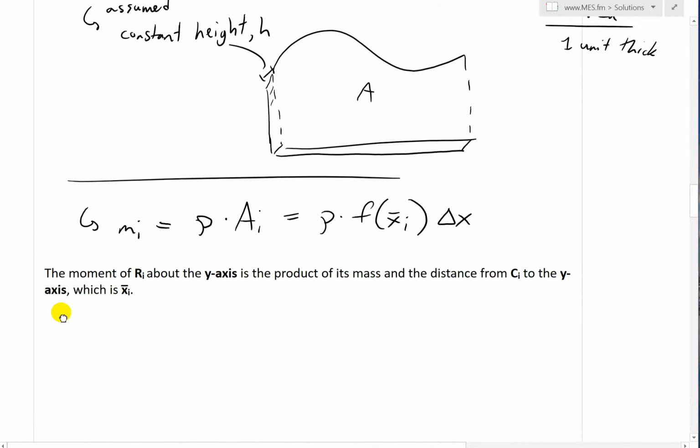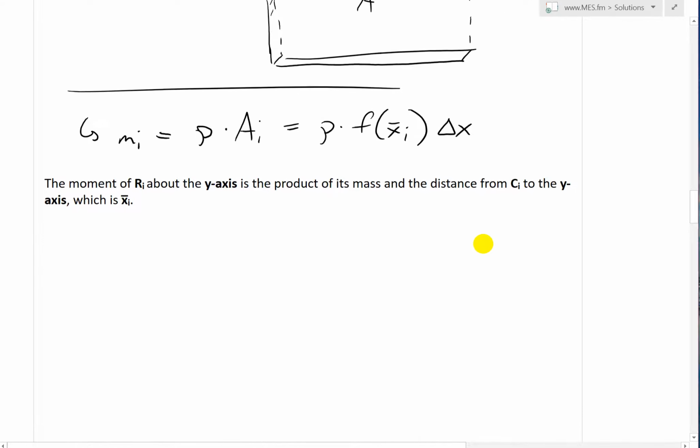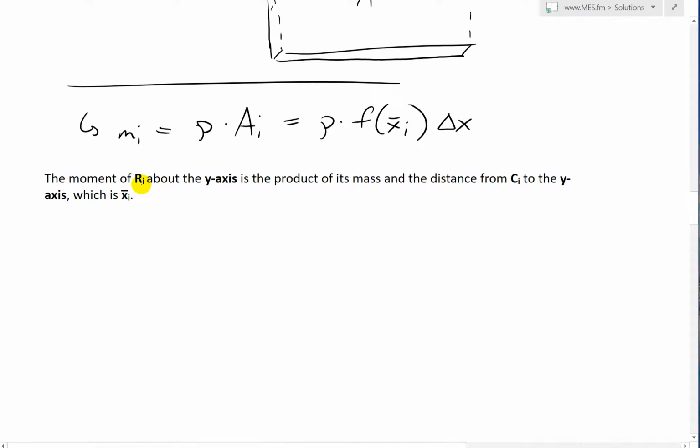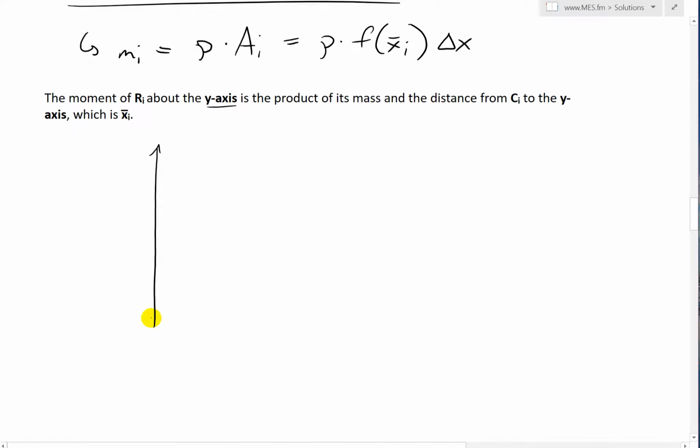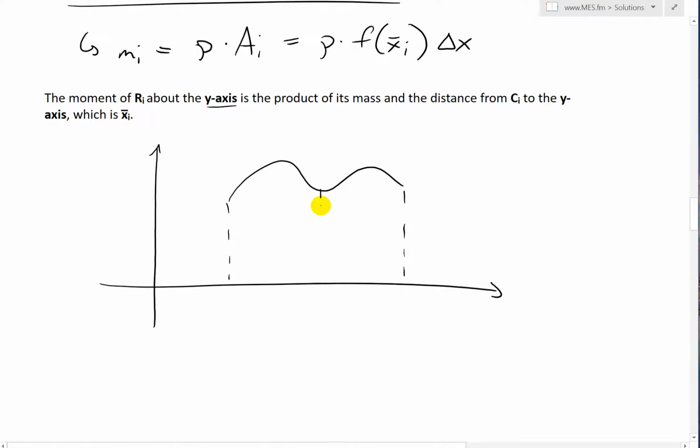So now let's go ahead and start solving the moment. The moment of Ri, the region of that rectangle, about the y-axis is simply the product of its mass and the distance from the centroid Ci to the y-axis. So if we were to draw that part out, let's see how it looks again. I think it's like that. So this point across here is our xi.